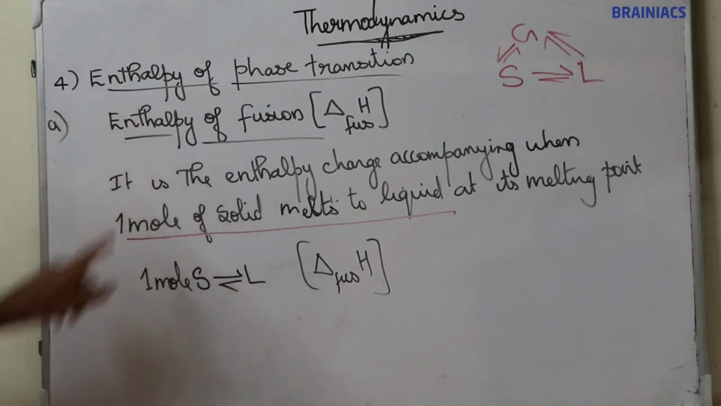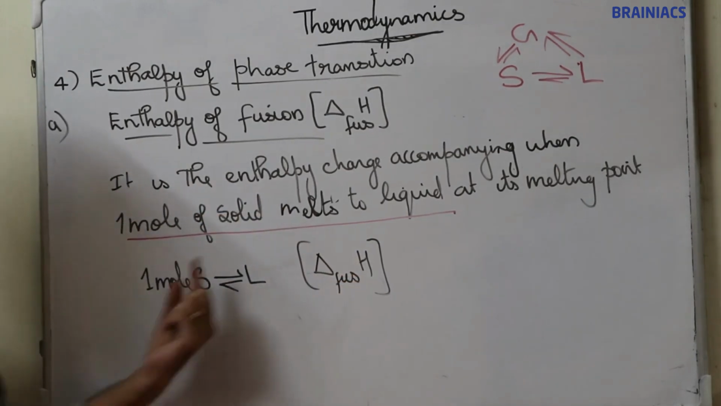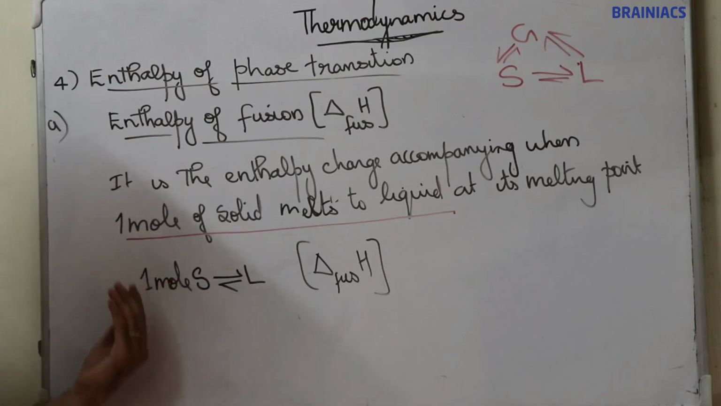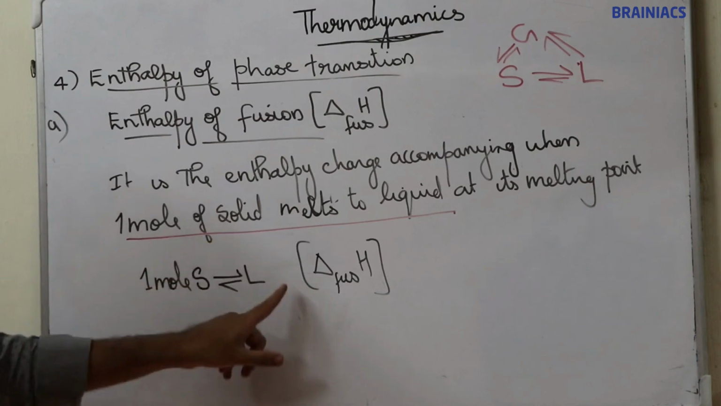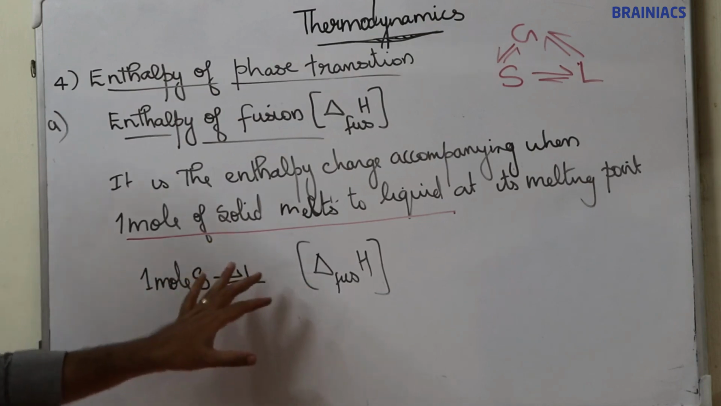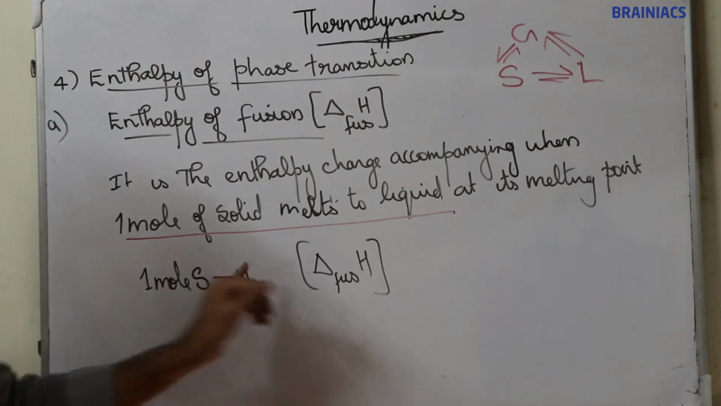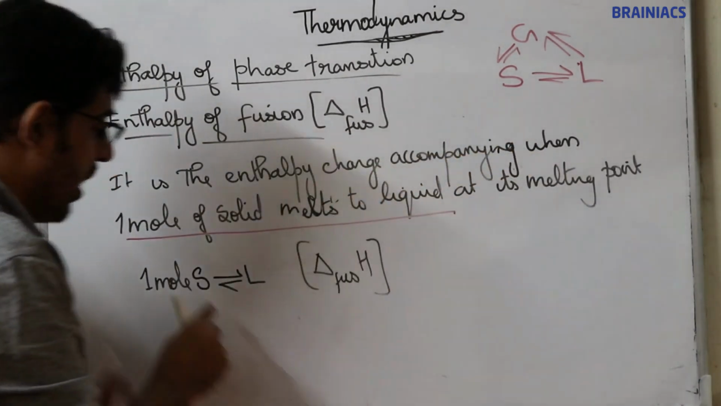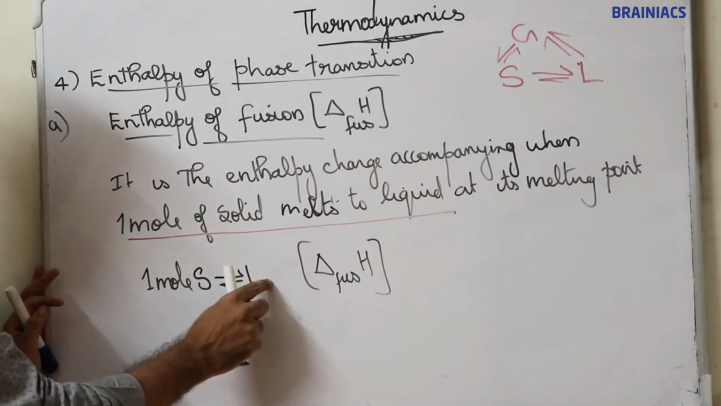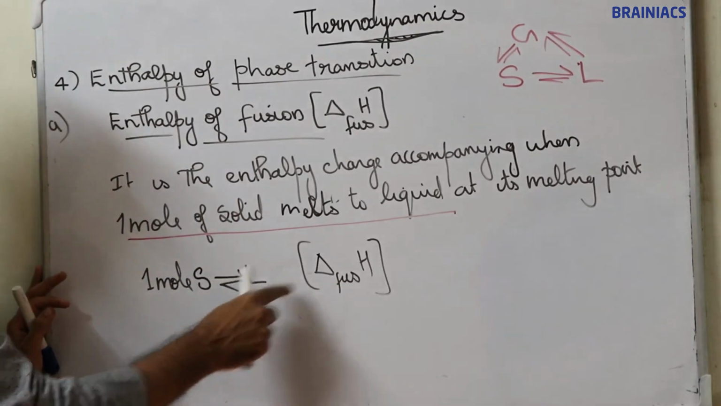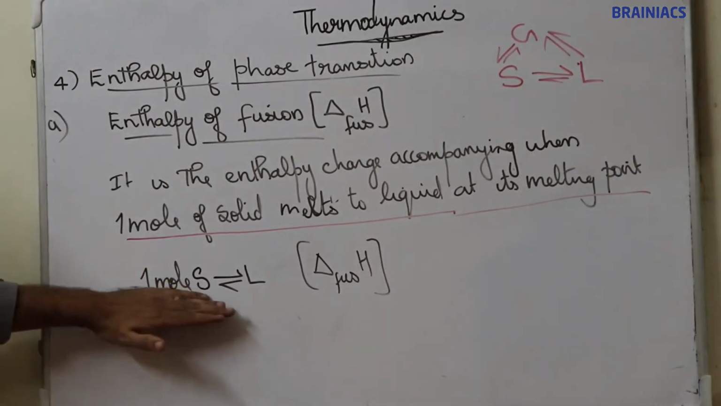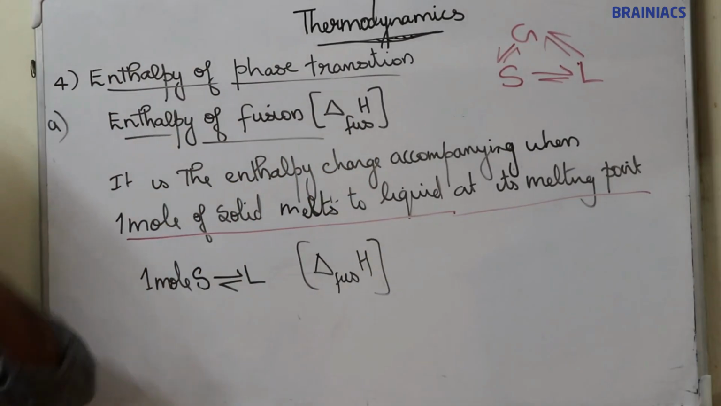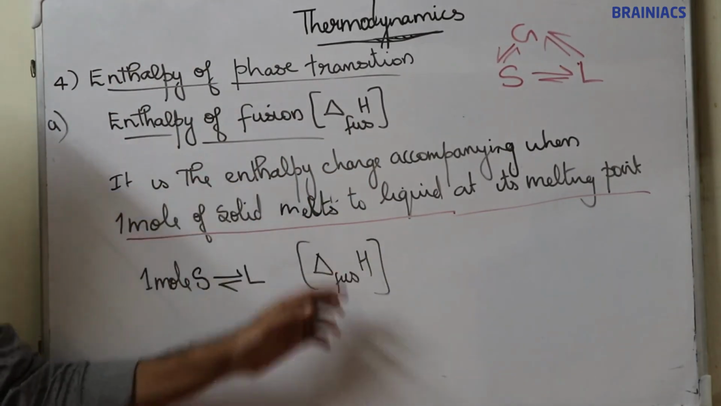It is the enthalpy change. When a solid converts to liquid, there is a change in enthalpy. Always when a reactant converts to product, there is a change in enthalpy. So in enthalpy of fusion, there is a change in enthalpy accompanying when 1 mole of solid converts or melts to liquid. And solid will melt to liquid at its melting point. So it is the enthalpy change accompanying when 1 mole of solid melts to liquid at its melting point.